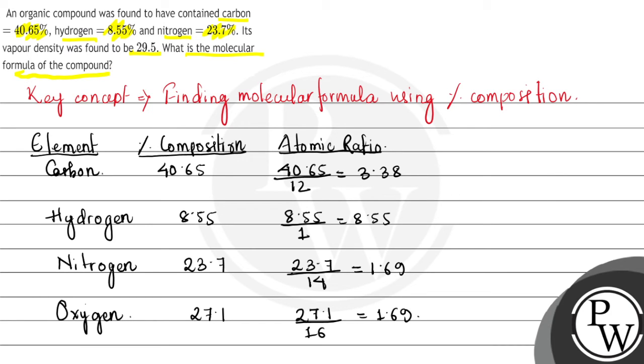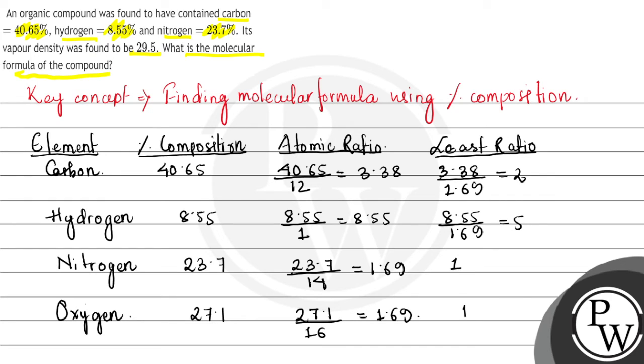Now we will have to find out the least ratio, to find out the whole number and to find out the empirical formula. For that, we will have to divide the atomic ratio by the least atomic ratio. For carbon, 3.38 divided by 1.69 will be equal to 2. In case of hydrogen, 8.55 divided by 1.69, which will be equal to 5. And for nitrogen and oxygen, we will get 1 and 1.